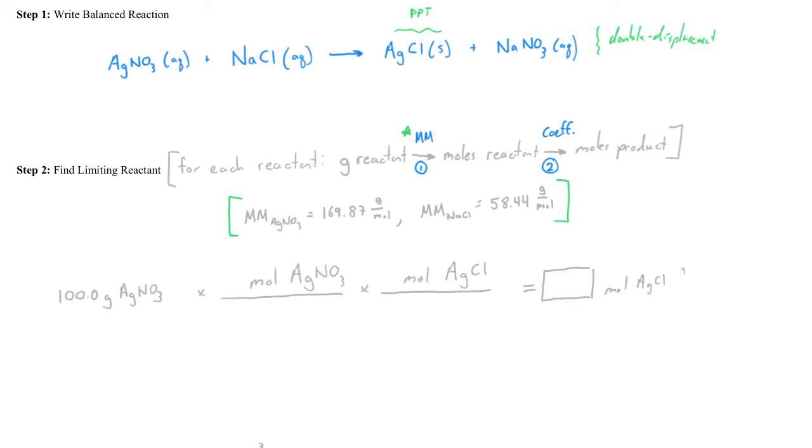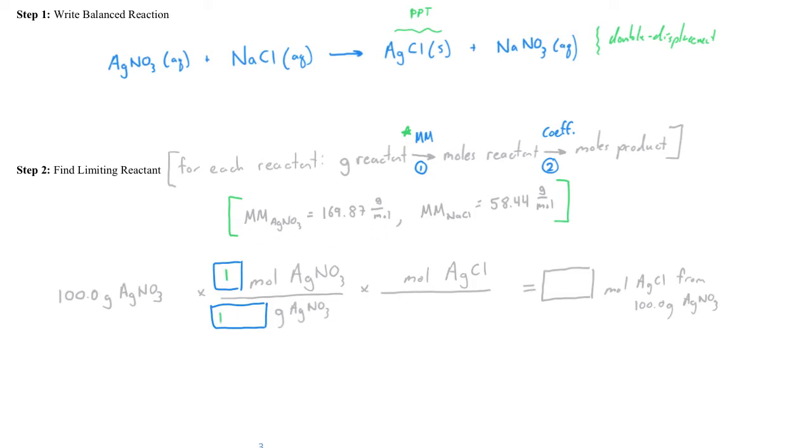Once I've done this conversion, I'll be left with the number of moles of silver chloride that can be formed from 100 grams of silver nitrate using this reaction. So now we just need to complete the conversion factors. The first conversion factor, where we convert from grams of silver nitrate into moles of silver nitrate, is the molar mass for silver nitrate. My molar mass for silver nitrate is indicated up here.